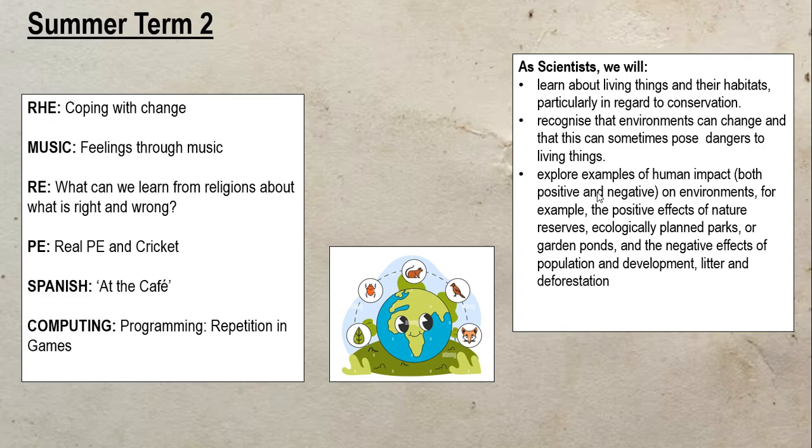Again, on the left, you can just glance and see what our wider curriculum looks like. As scientists, we're learning about living things in their habitats. So keyword there, conservation and environment, looking at how environments can change and how this can at times pose dangers to living things. And we're going to be exploring the human impact on the planet, positive and negative, on our environment.